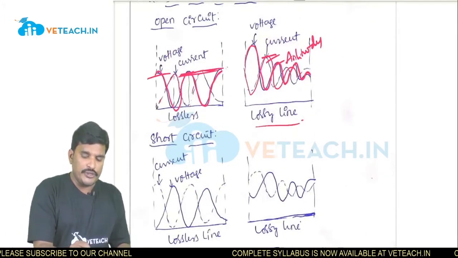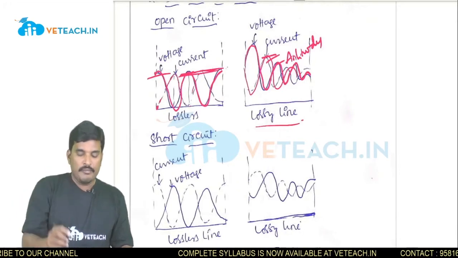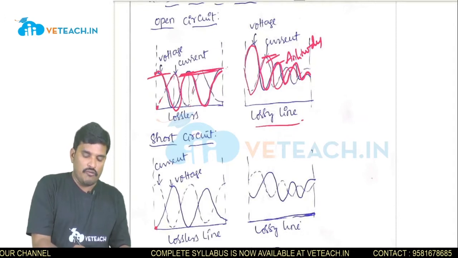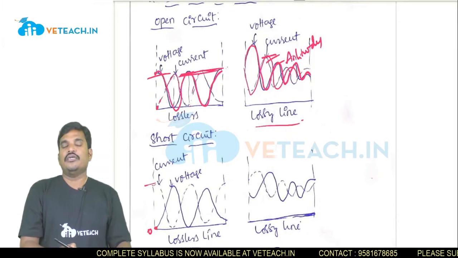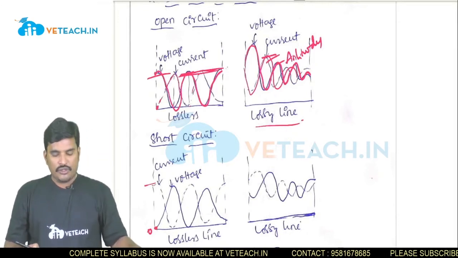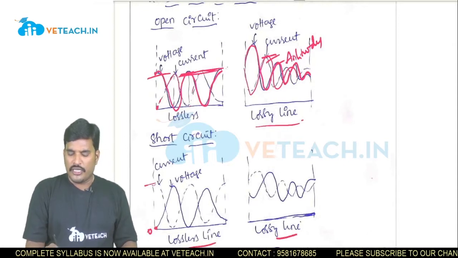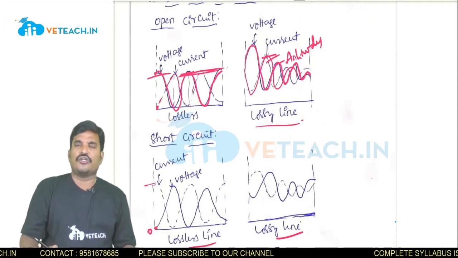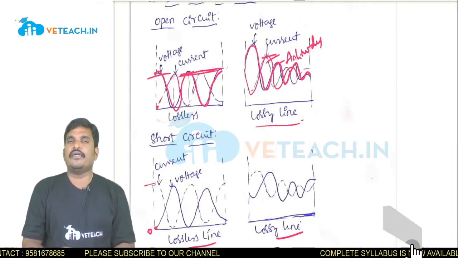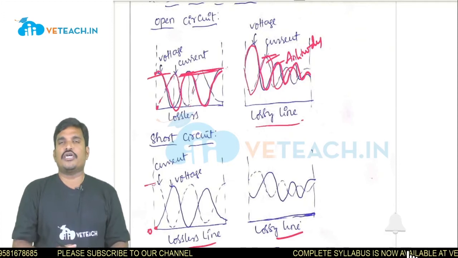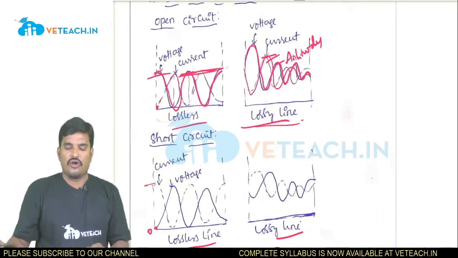This is quite the opposite. Here in the open circuit, the current starts at 0 and the voltage starts at some value. But for the short circuit, the voltage starts at 0 and the current starts at some value. Once you get these values for a lossless line, and for a lossy line, for the short circuit too, these diagrams show the distribution of voltage and currents along a transmission line for lossy as well as lossless lines.